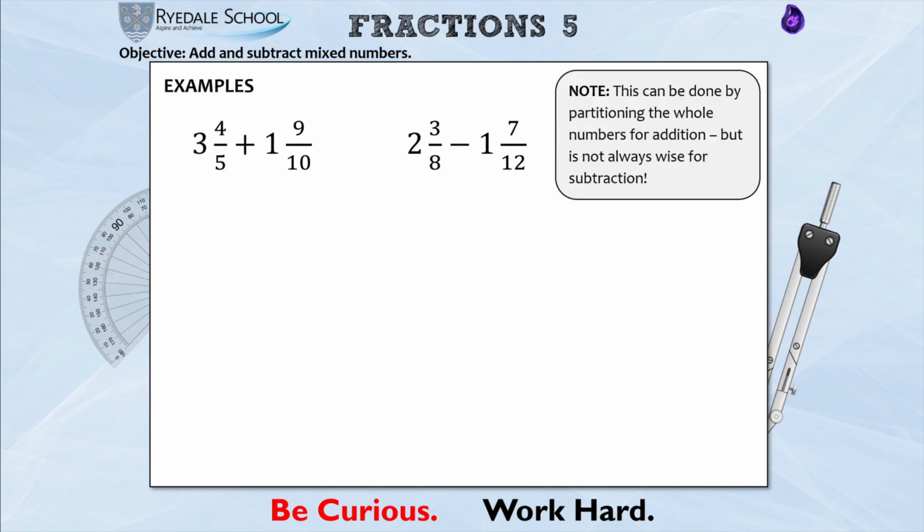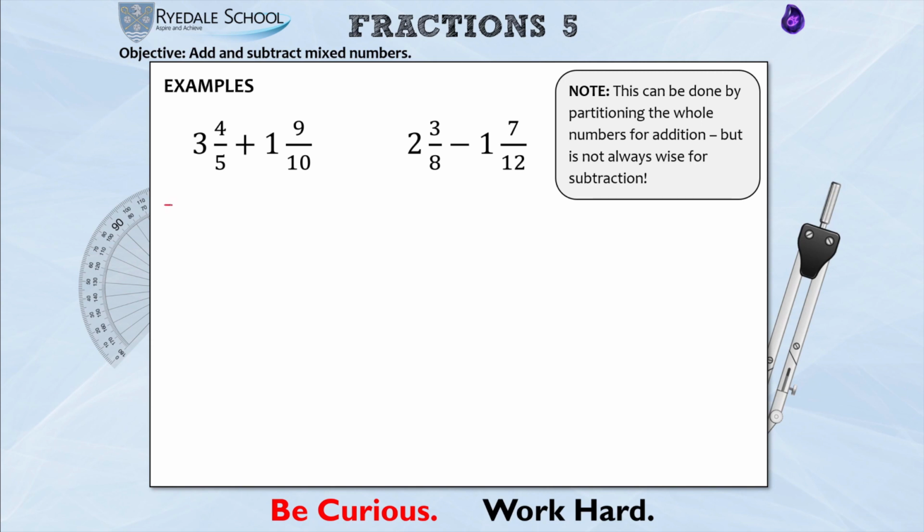So we're going to look at 4 examples, and very much the way that I'm going to set these out today would be the way that I would be expecting to see some working out for the questions that you try. So let's have a look at this first one. It says 3 4/5 plus 1 9/10.